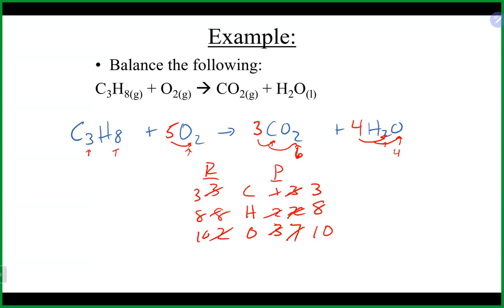So sometimes it's best to leave that one that's in multiple things for the end, and especially if it's in multiple places on one side, that element, and like its elemental form by itself on the other side, like a diatomic molecule. It's a really good idea to kind of leave it to the end. Any questions on that there?